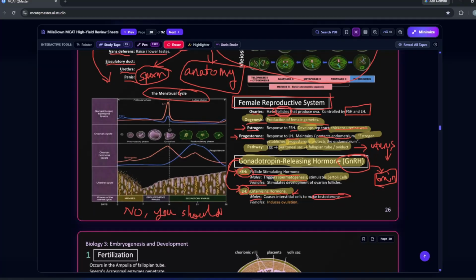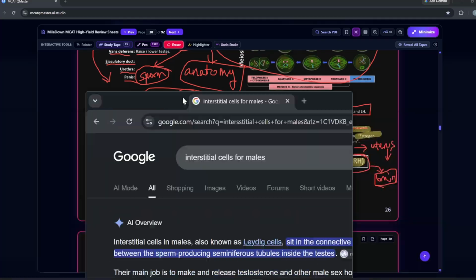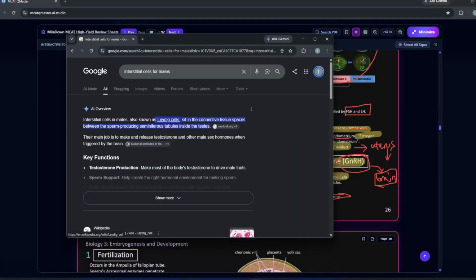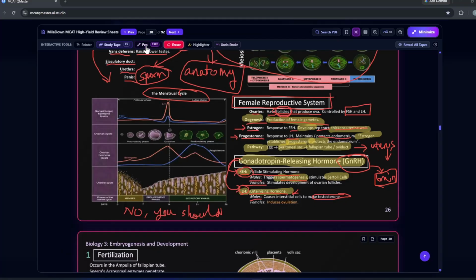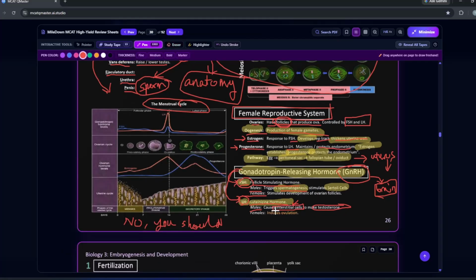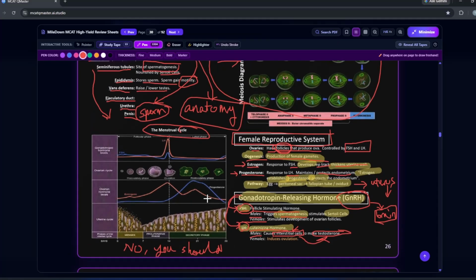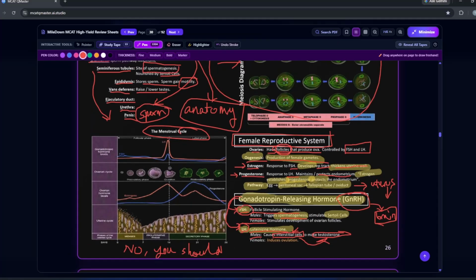LH, interstitial cells for males. Interstitial cells are also known as Leydig cells. You should also know the second name, by the way. I saw it on one of my Anki cards, and it will probably be useful in the end. They sit in the connective tissue spaces between the sperm-producing seminiferous tubules inside the testes. Their main job is to make and release testosterone. So just remember that interstitial cells make testosterone. Okay? And now we can finally go over the female menstrual cycle.